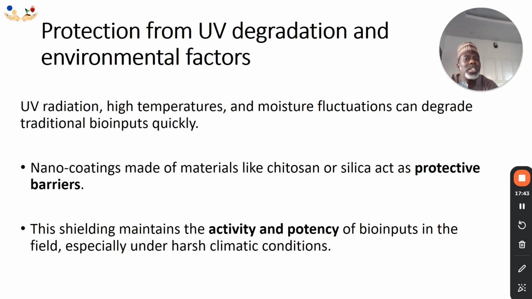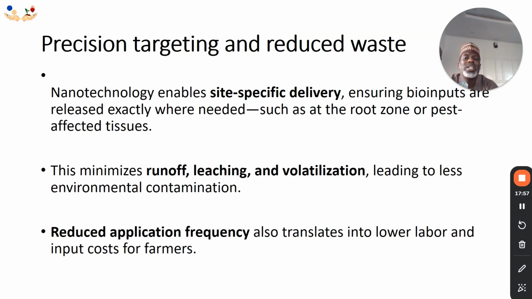Protection from UV degradation and environmental factors. Nanocarrier materials like chitosan and silica act as a protective barrier, maintaining the activity and potency of bio-inputs in the field, especially under harsh conditions. Precision targeting and reducing waste, because they minimize runoff, leaching, and volatilization, leading to less environmental contamination.